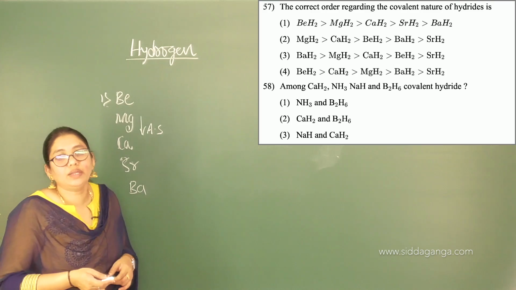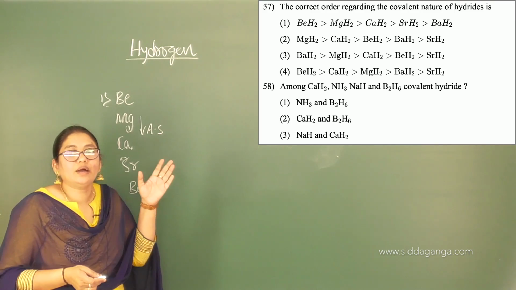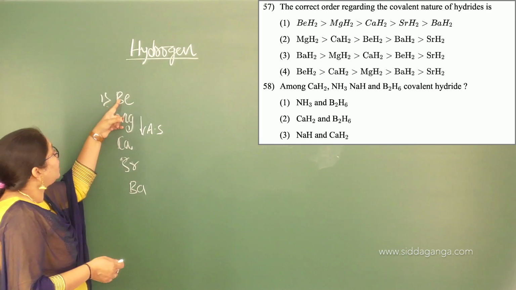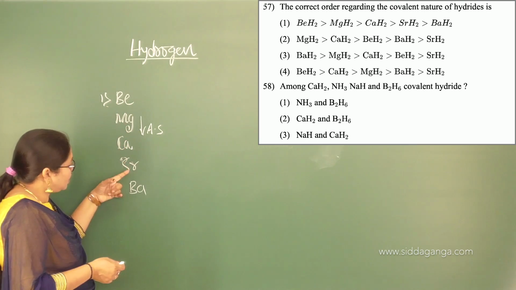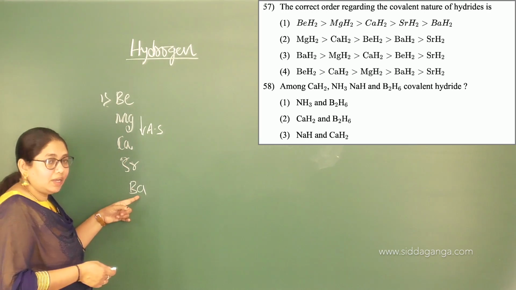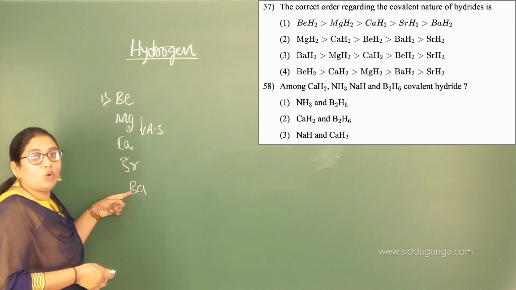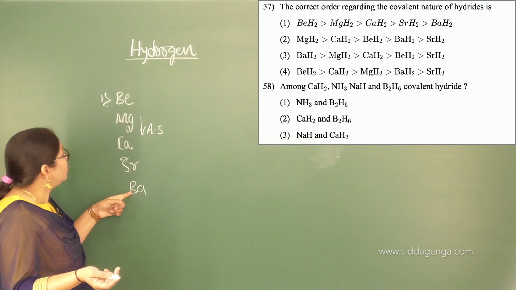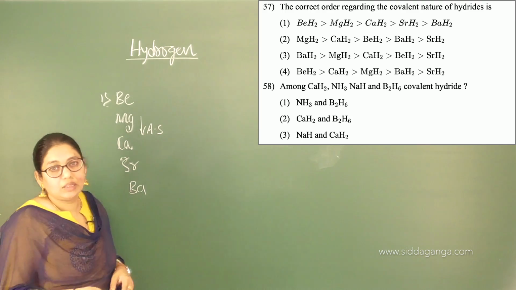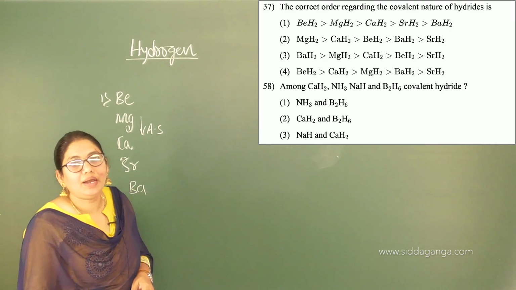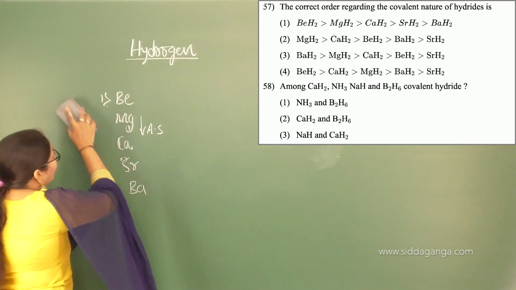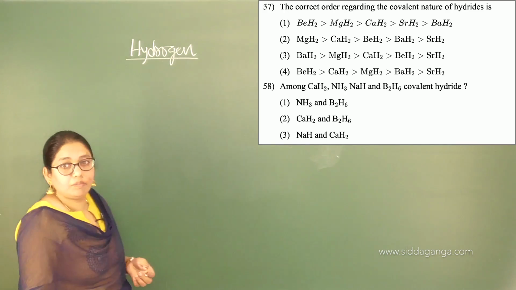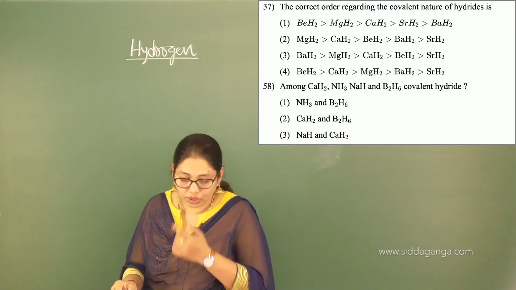They ask here the correct order of covalent nature of hydrides. Which has the highest covalent character? Beryllium, then magnesium, then calcium, then strontium, finally barium, right? As the size increases, covalent nature decreases and ionic nature increases. Because of that, the answer for this one is the first one: beryllium hydride greater than magnesium hydride greater than calcium, strontium, finally barium hydride. So this is how. Then the next question.